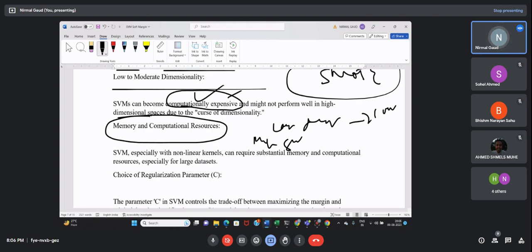So you should be prepared. That is why it is called the curse of dimensionality. If someone asks which algorithm has this curse of dimensionality? SVM.